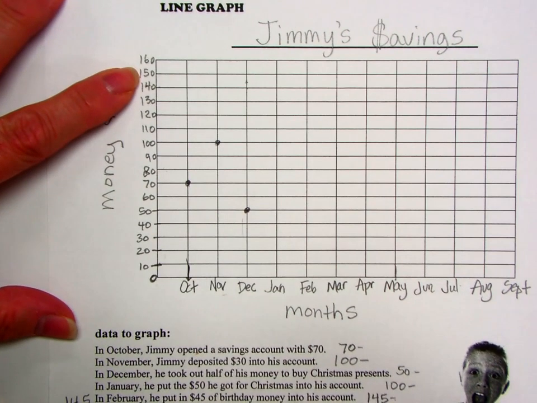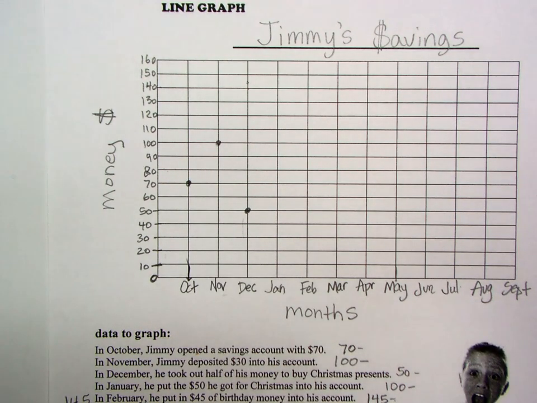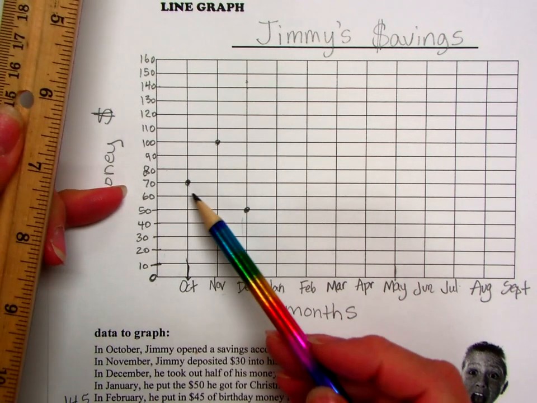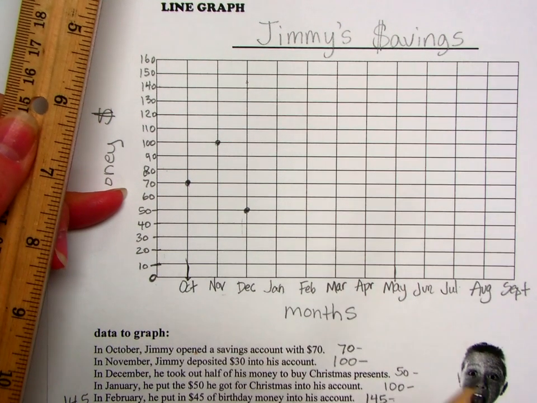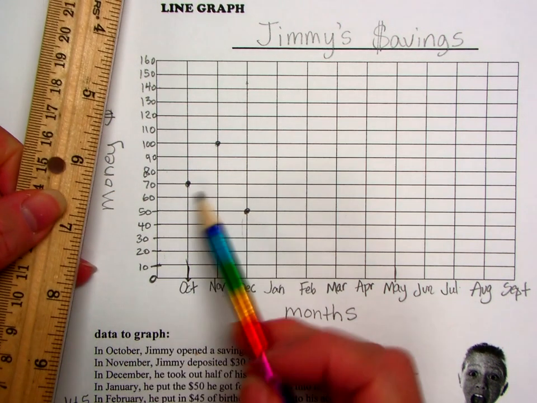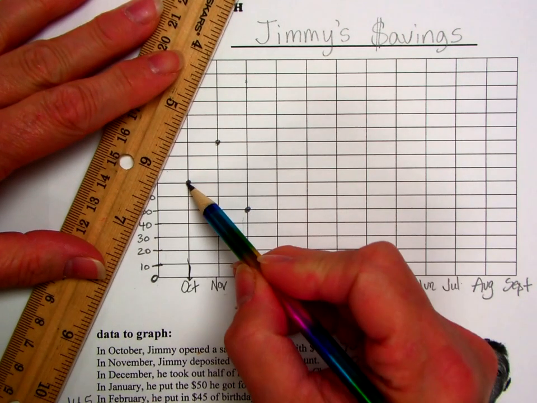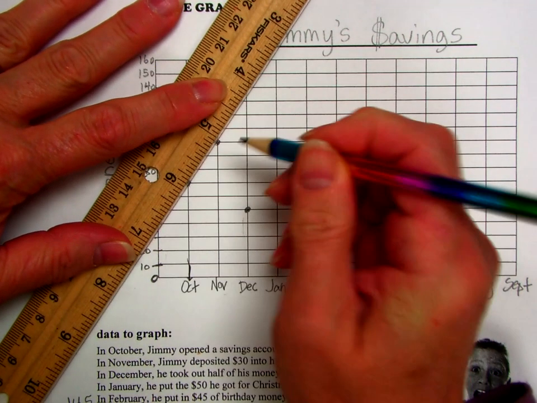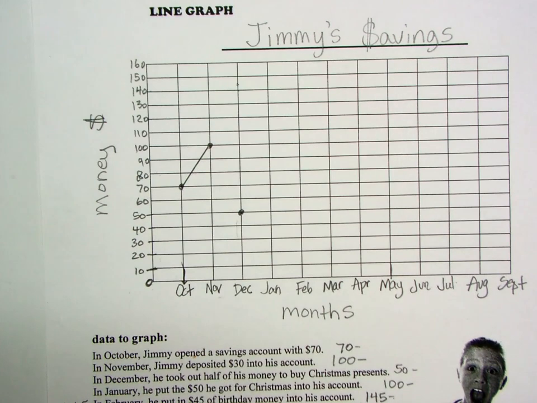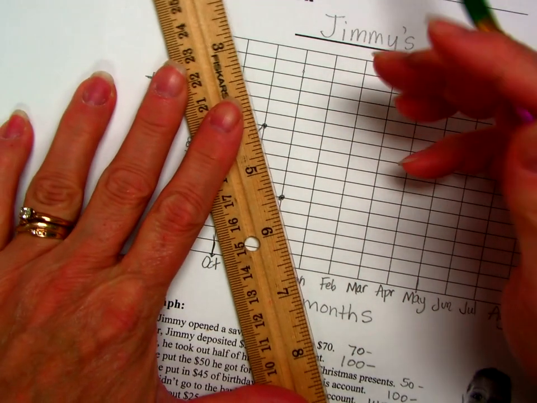All right, I'm going to let you plot the rest of these data points on your own, and then I'm going to show you how to use the ruler to connect your dots. You are not going to just connect the dots at random to try and make a picture. We have to do the dots in order. So we have to start with October's dot and connect it to November's dot. So we're starting with October, and we're going to draw a straight line with the ruler to November. Then we're going to use the ruler to draw a line from November to December.